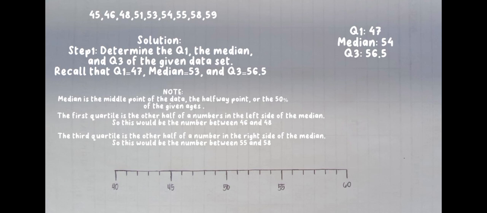The first quartile is the other half of the numbers in the left side of the median, so this would be the number between 46 and 48. The third quartile is the other half of the number in the right side of the median, so this would be the number between 55 and 58.